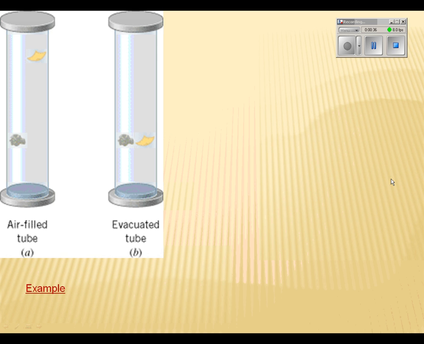We have here an example of two tubes. One tube is air-filled, and we drop a rock and a piece of paper in that tube, and the rock will fall with a larger velocity than the paper because of air resistance. But if we evacuate that tube, we take that air resistance out, and we let these two objects fall together, they will actually fall with the exact same velocity, exact same acceleration, and they'll hit the bottom of the tube at the exact same time.